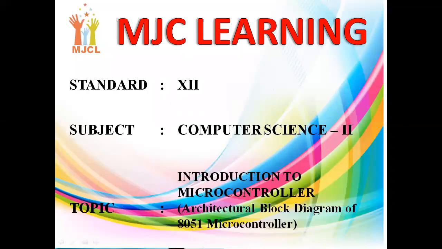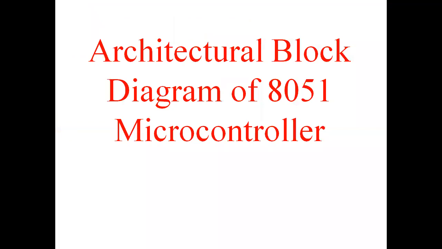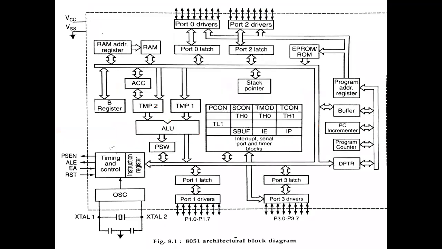Today we are going to study chapter 4 of Computer Science 2, that is Introduction to Microcontroller, and the topic is Architectural Block Diagram of 8051 Microcontroller. So let's begin. In this video we are going to study the Architectural Block Diagram of 8051 Microcontroller. This is an image of the 8051 architectural block diagram. We can see this is a diagram of the 8051 microcontroller.